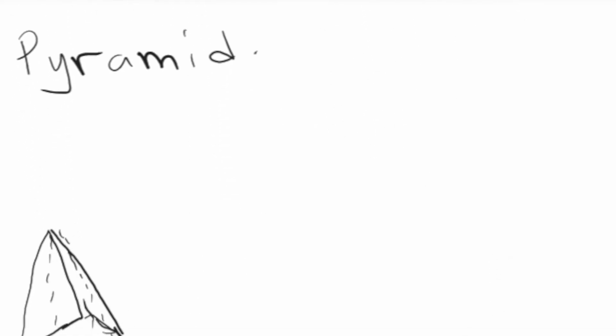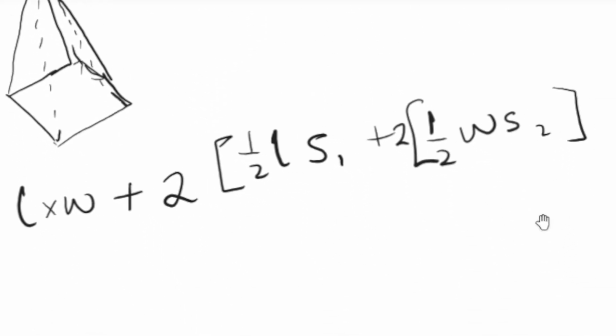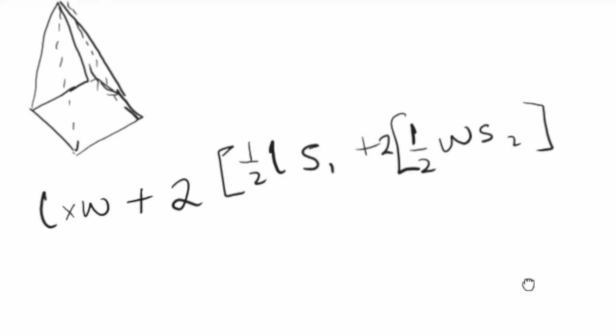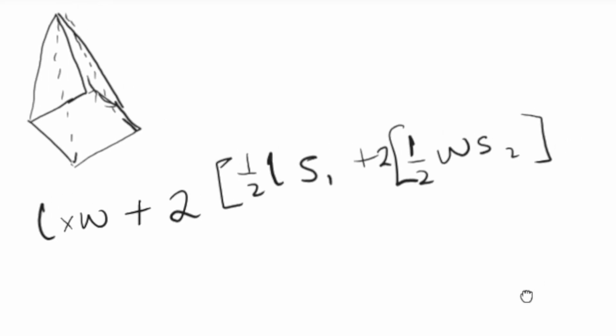And then that of a pyramid, area of a pyramid is L times W, that is the base area, so it could just be a B, base area, plus 2 times half of L times the slant height, plus 2 times half of W times the slant height, which is the surface area.